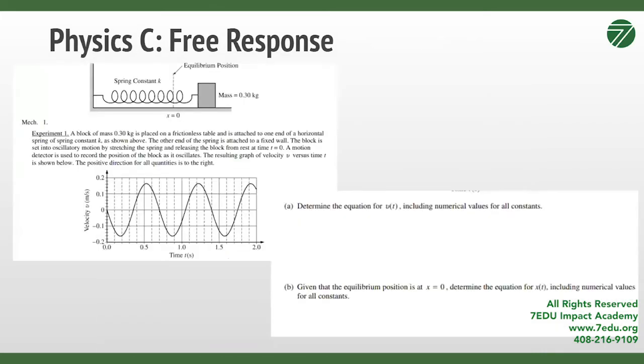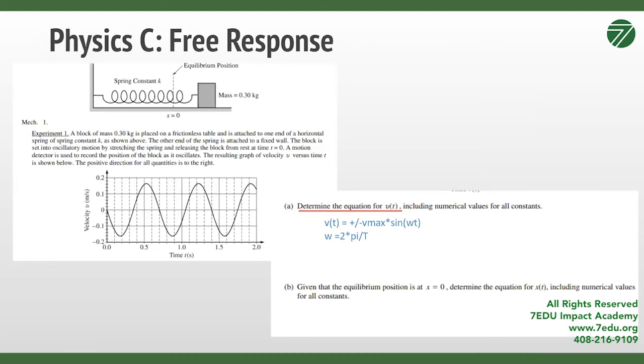Here's a typical Physics C response. So we have a harmonic oscillator that's going back and forth, and we're asked to determine the equation for v of t. And so we'd have to use our physics knowledge to know that the equation for v of t is going to be v max times the sine of omega t, with omega being the angular velocity. And then we'd also have to bring in our own knowledge to know that omega is going to equal 2 pi divided by the period of oscillation.